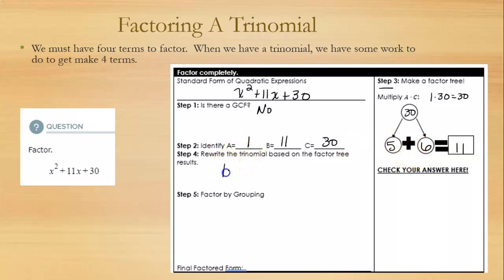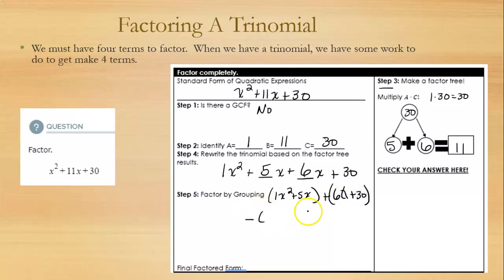Now I'm ready to rewrite so that I have 4 terms instead of 3. 1x squared plus something and something that I'm going to replace b with, plus 30. Well, that's 5x and 6x that add together to make 11x. Now I'm ready to factor by grouping. I put my first two together and my second two together. Oops, my parentheses should be here. Sorry about that.